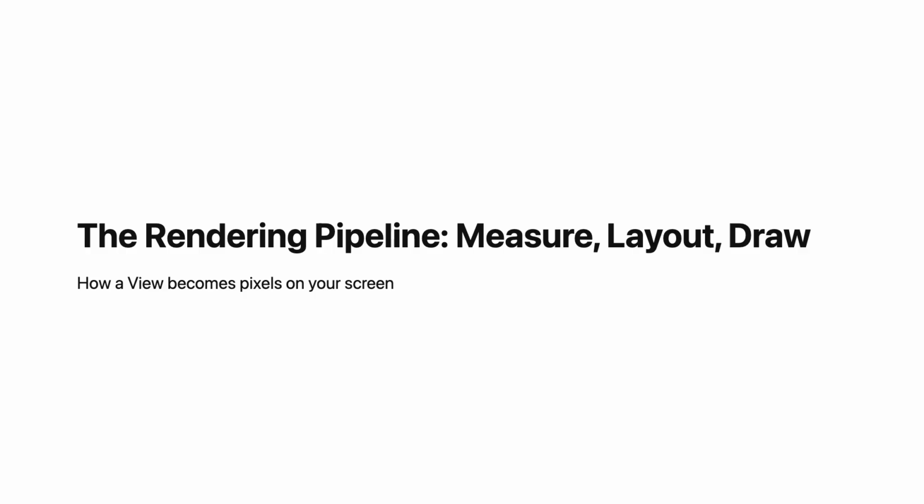This is the rendering pipeline, and it is one of the most elegant pieces of engineering in Android. 3 passes: measure, layout, draw, turning a tree of objects in memory into a grid of colored pixels on a physical display. Today we are going to walk through each pass, understand what triggers them, see what makes them slow, and learn why the way you structure your views has a direct impact on performance. If you have ever wondered why constraint layout is faster than nested linear layouts, this video will make it crystal clear.